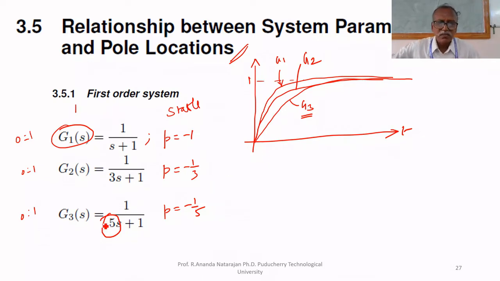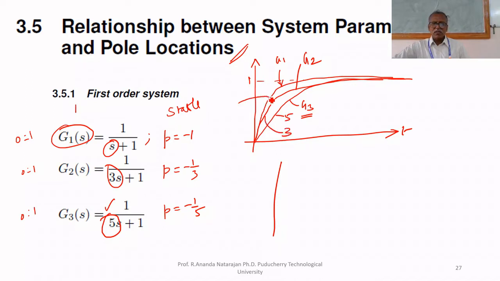As time constant increases, it takes a long time. Here, for G2, time constant is 3, therefore it takes a little bit less time than G3, and G1 takes less time than G2 and G3. It quickly settles because the time constant is 1. For this the time constant is 5, for this the time constant is 3, for this the time constant is 1. So the speed of response is faster if the time constant is less.